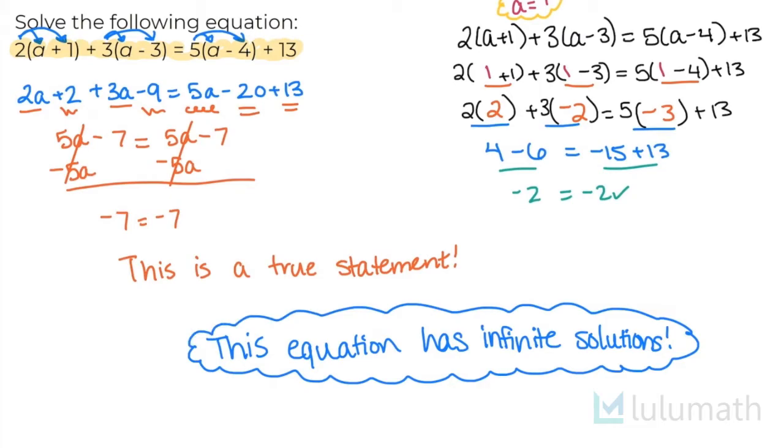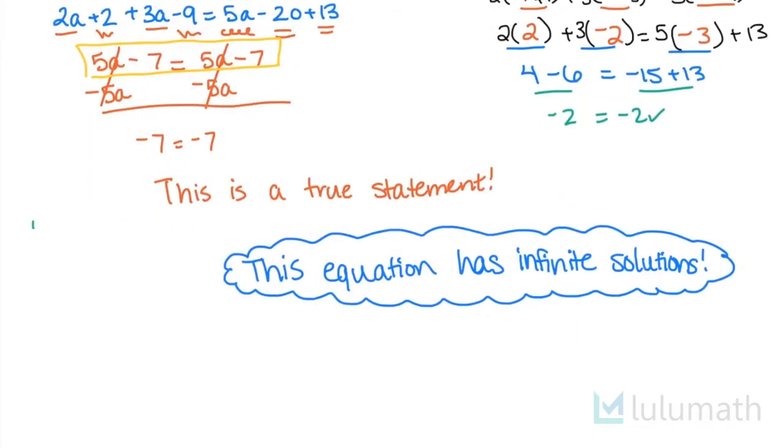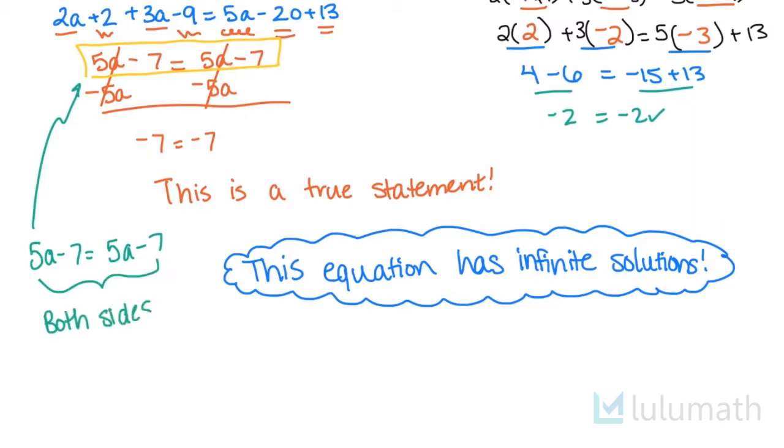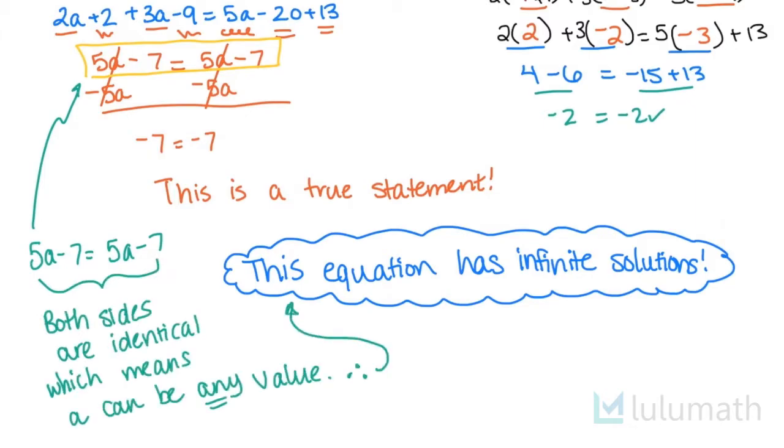And it all comes down to this point right here. We got to a point where we have 5a minus 7 equals 5a minus 7. When my equation is completely simplified on both sides, they are identical. Both sides are identical, which means a can be any value. Therefore, this equation has to have infinite solutions.